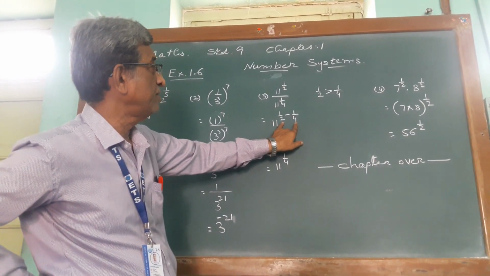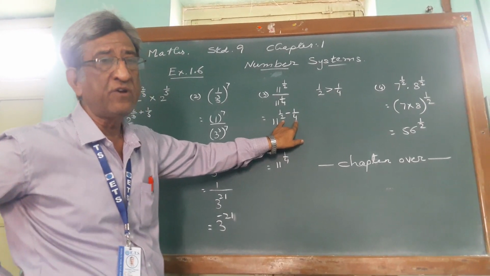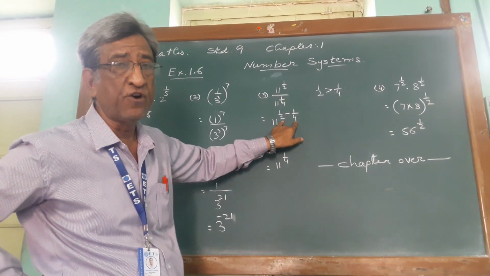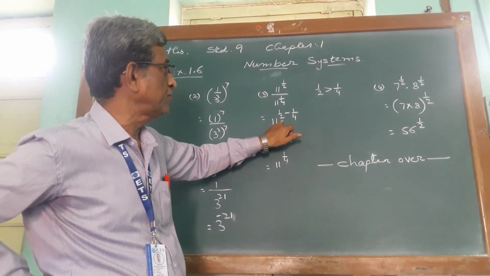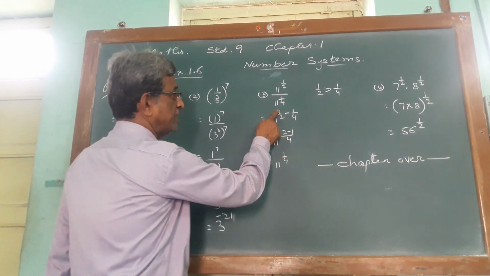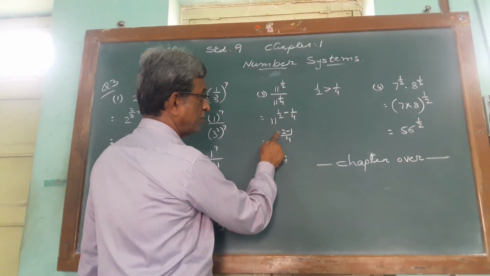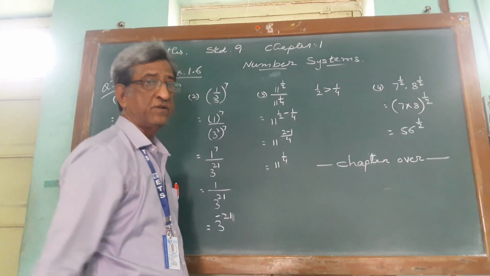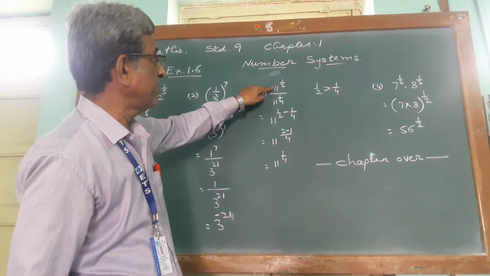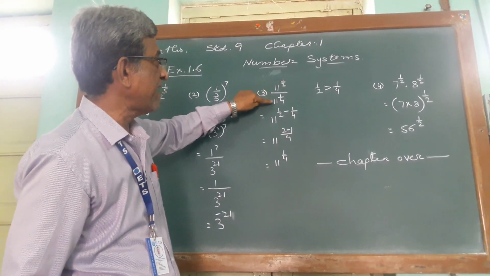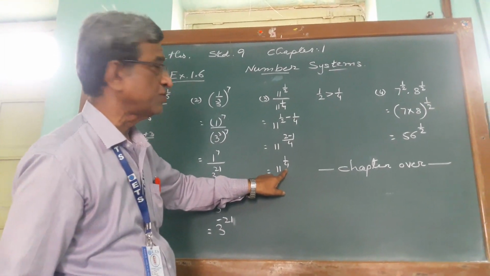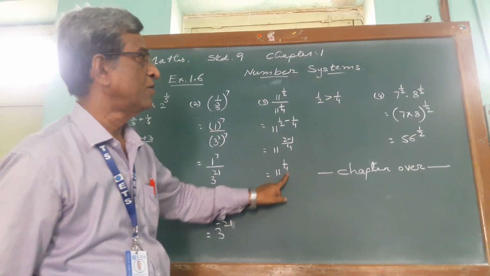Again you have different denominators, so you have to take the LCM. LCM of 2 and 4 will be 4. So 2 into 2 gives you 4. 2 ones are 2, 1 as it is. 2 minus 1, that is 1. So 11 raised to 1 upon 2 divided by 11 raised to 1 upon 4 gives you 11 raised to 1 upon 4.